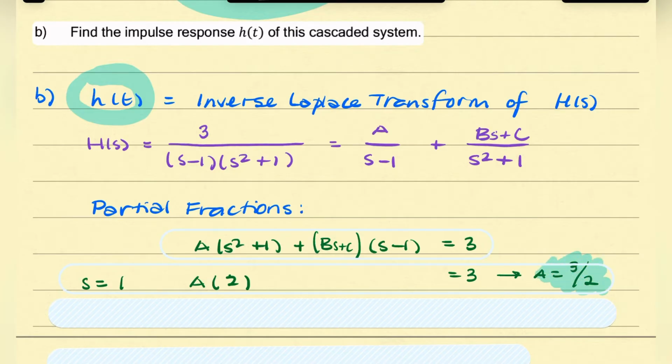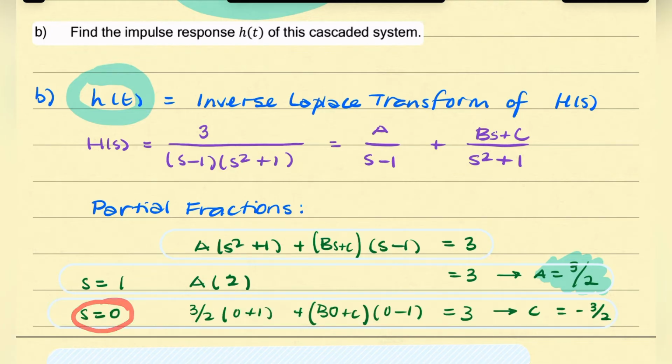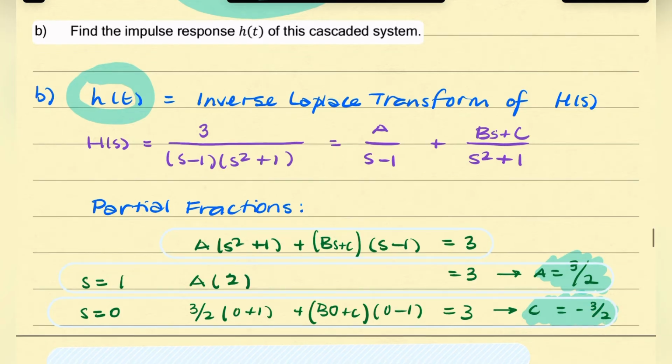Next, I would choose any 2 other values for s, like 0 and negative 1, for example. So if I choose 0, and you substitute 0 there and a 0 there, that'll give you an equation where b is removed, and you can then find c. So we found c to be minus 3 over 2, so that's our second constant.